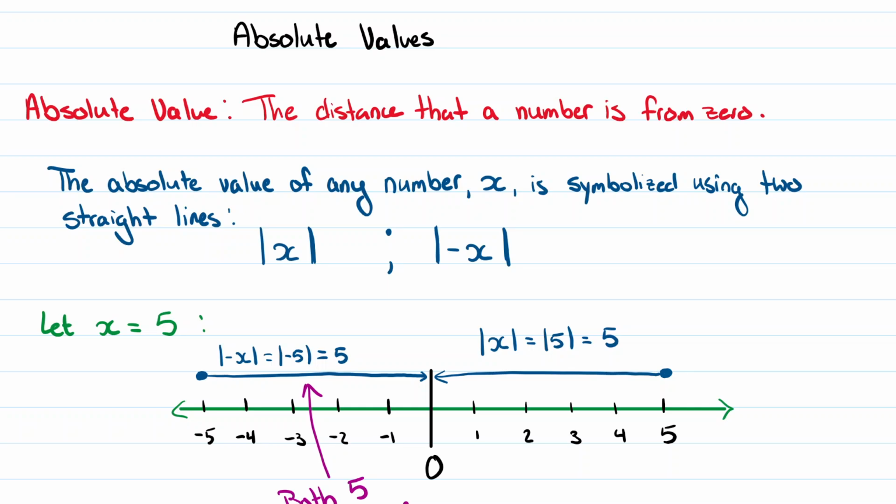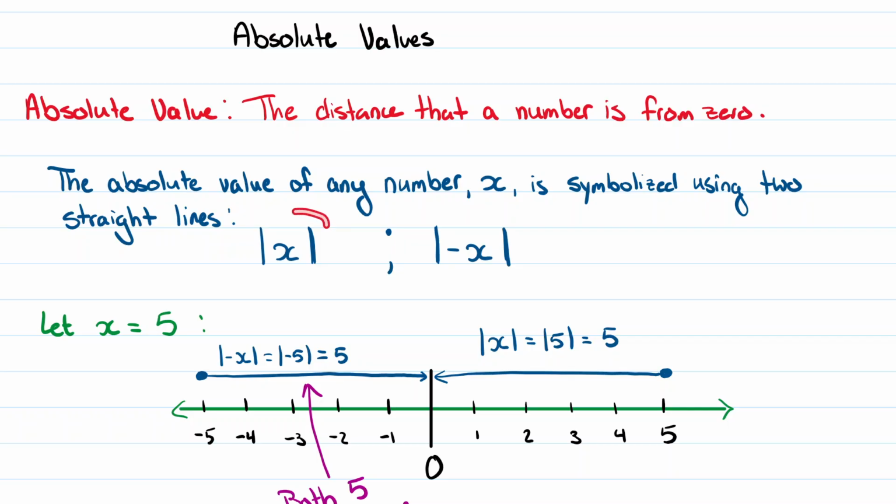Welcome back. Today we're going to talk about absolute values and additive inverses. The absolute value of a number is just the distance that a number is from zero. So if you take any number x, we symbolize the absolute value by giving these two straight lines on either side of the number. So the absolute value of any number x is just the distance it is away from zero.